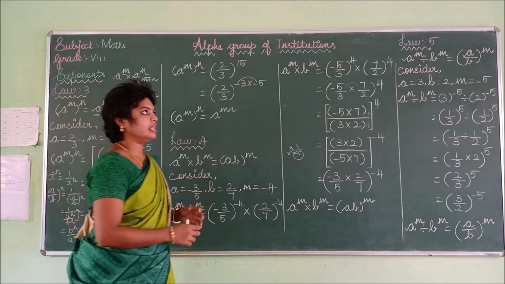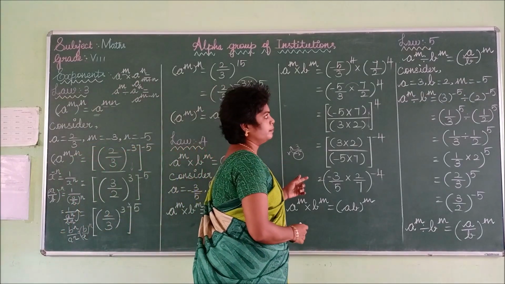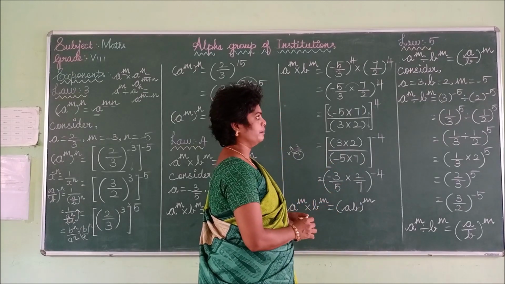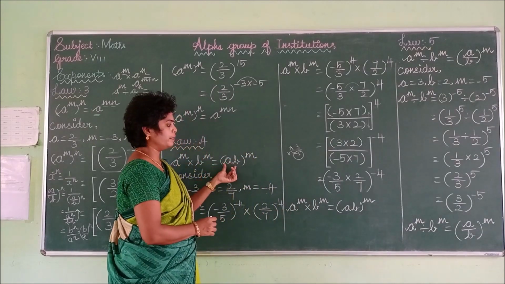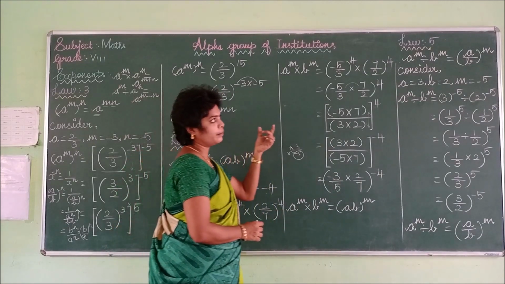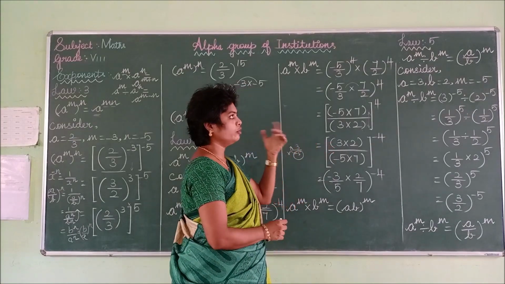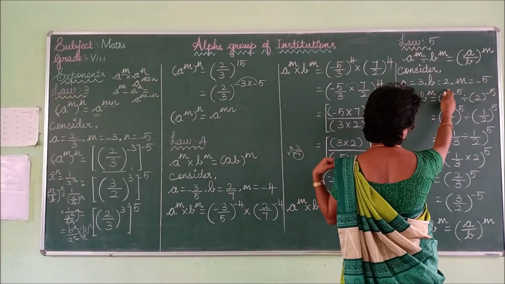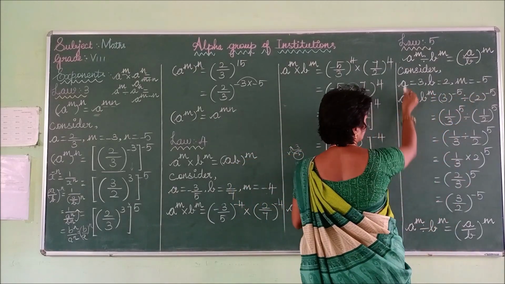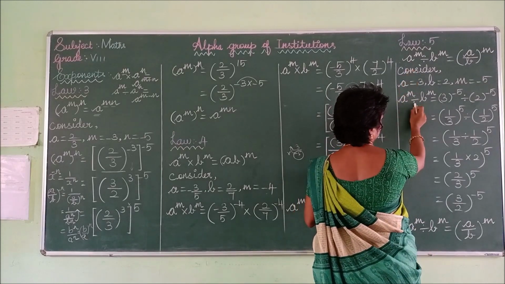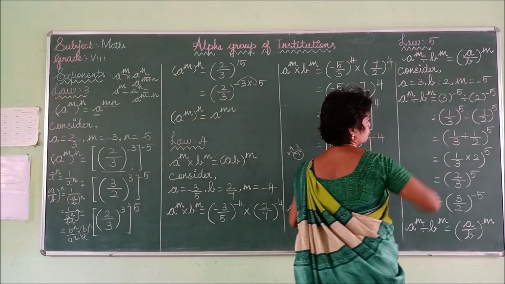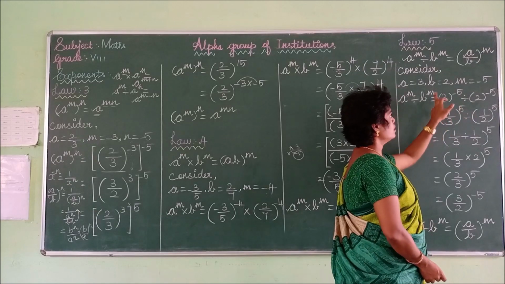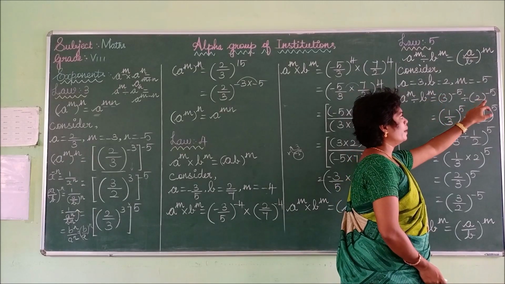Okay. Now move on to the last law, that is 5. A power m divided by B power m is equal to (A by B) whole power m. So here in multiplication, we wrote the powers outside. The operation here is division, so you have to divide A by B, the whole power m. So consider A equal to 3, B equal to 2, m equal to minus 5. So what is our left hand side? A power m divided by B power m. What is the value of A? Our value of A is 3. 3 power minus 5 divided by, what is the value of B? The B value is 2. So 2 power minus 5.